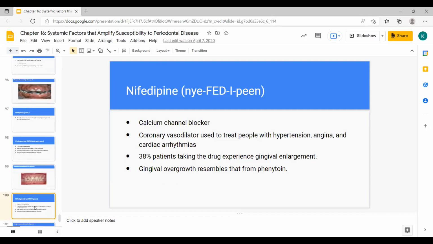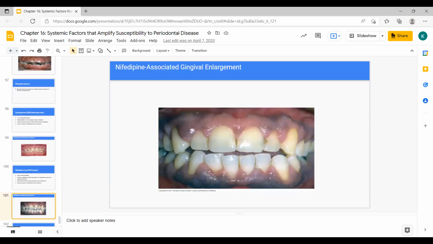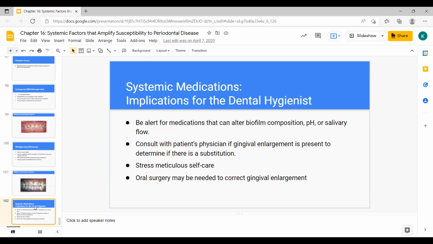Nifedipine is a calcium channel blocker. 38% of people taking this drug will experience gingival enlargement. Okay, again, it looks really similar, fibrotic. We want to be alert when patients share their medical history if they're taking any of those. Sometimes they can do a gingivectomy, but if they continue to take the medication, it will just grow right back, unfortunately.